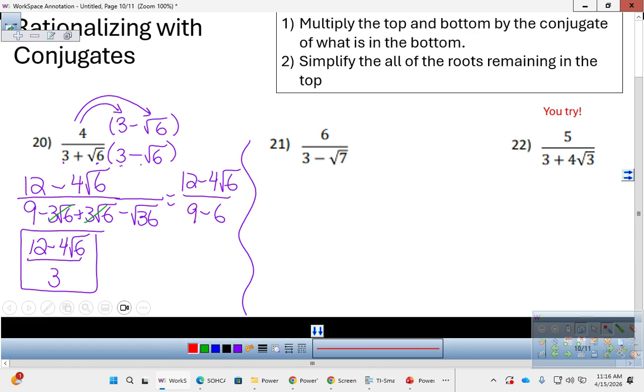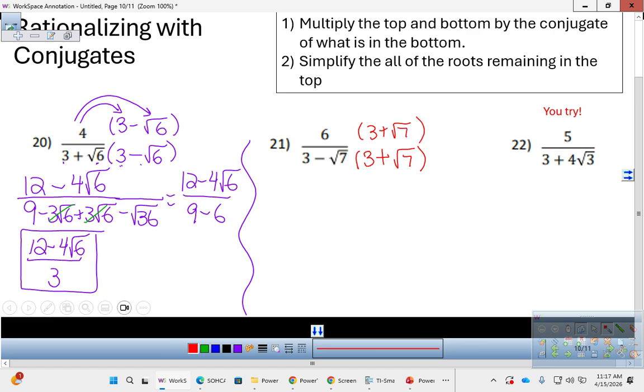So if I want to do that same process to 21, because it's a binomial and they're not connected, like if this was just 3 root 7, I can multiply by root 7. But because there's a minus in the middle, I have to do the conjugate. So conjugate is keep the first number the same, make the middle sign opposite, keep the second term the same. So the conjugate of 3 minus root 7 is 3 plus root 7. And I'm going to do that to the top and bottom.